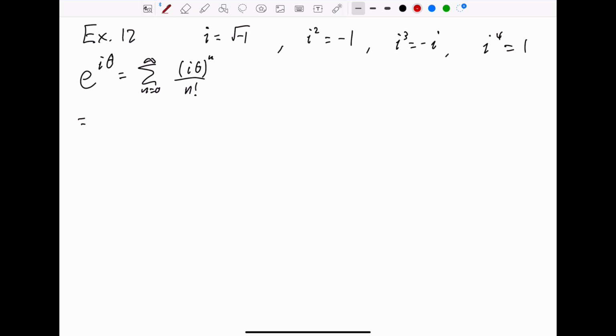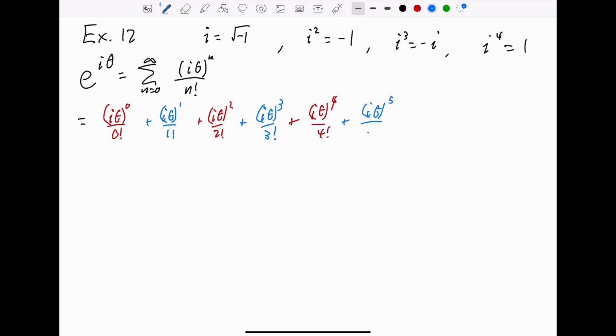So n equals 0, I have i theta to the 0 over 0 factorial. When n equals 1, i theta to the first over 1 factorial. When n equals 2, i theta squared over 2 factorial. And we just keep going. i theta cubed over 3 factorial. i theta to the fourth over 4 factorial. Continue the pattern.